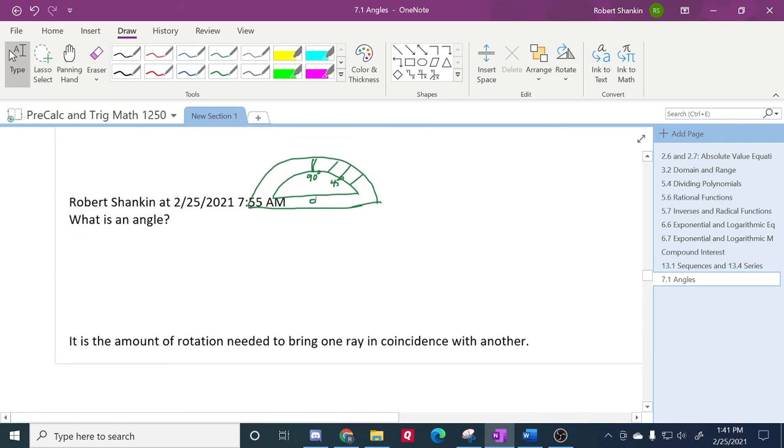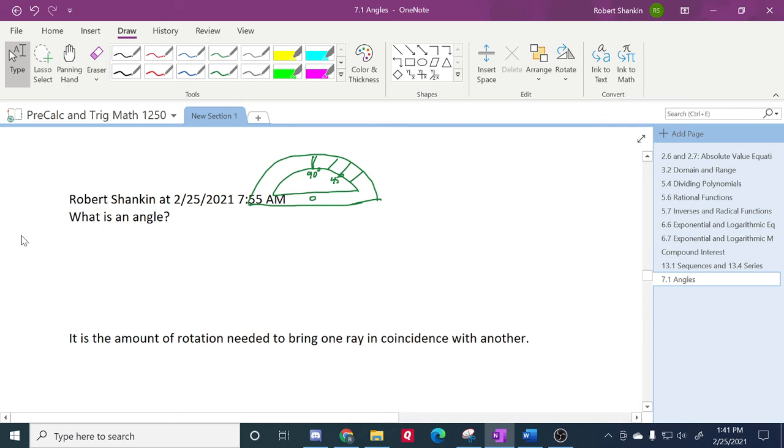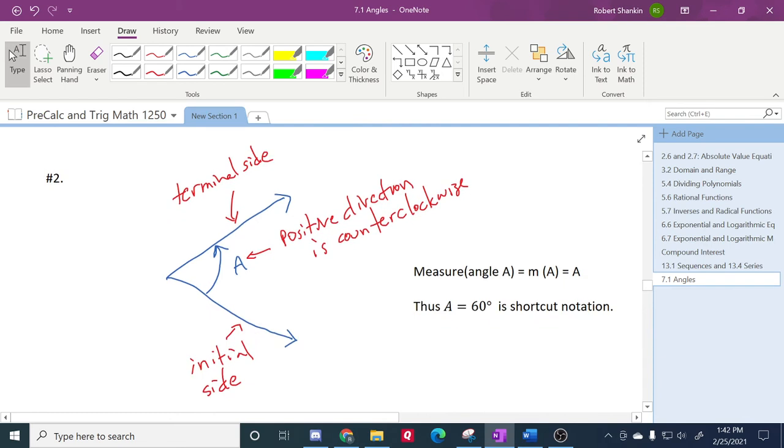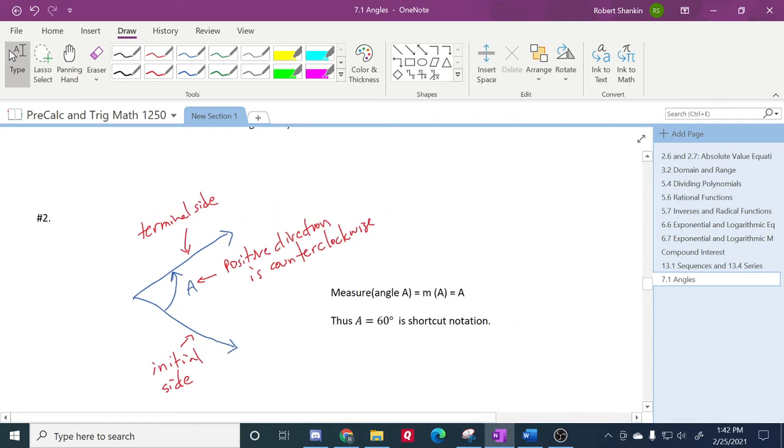All right, so now, it's really hard to put it in words. What is an angle? But here it is. It's the amount of rotation, and I would have never thought of this. The amount of rotation needed to bring one ray in coincidence with another, meaning on top of the other. So angles have two rays coming out from a common point. We call that the vertex of the angle. And we have this being the initial side of the angle, the other one being the terminal side of the angle.